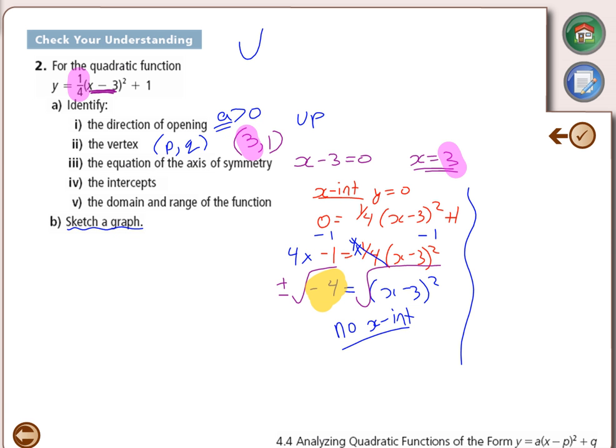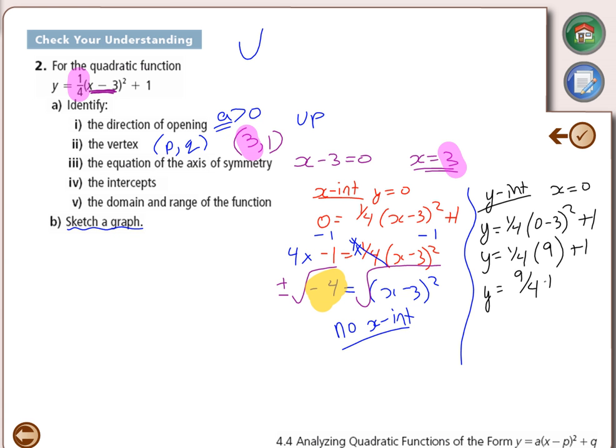Going through the same motions here, y-intercept is when x equals 0. Just plug in a 0 for it. So y equals 1/4 0 minus 3 squared plus 1. And let's work it through. Y equals 1/4. That's negative 3 squared. That's 9 plus 1. We've got y equals 9/4 plus 1. That's the same thing as saying 9/4 plus 4/4. So y equals 13/4, or 3.25. There's my y-intercept.